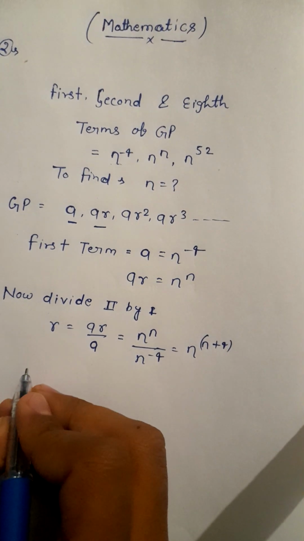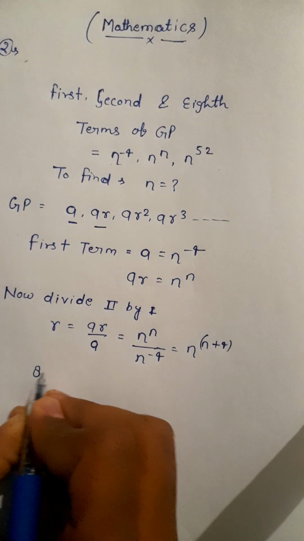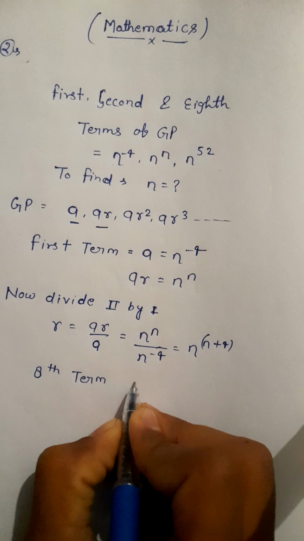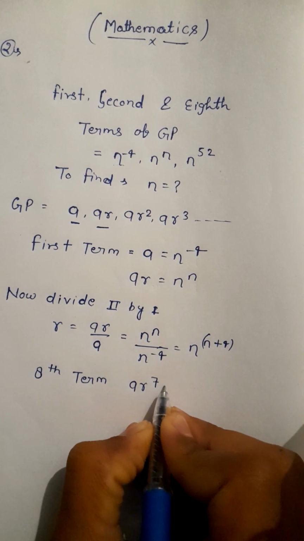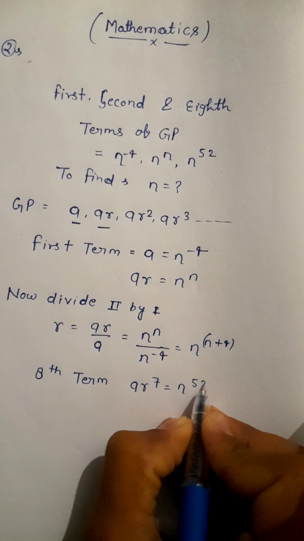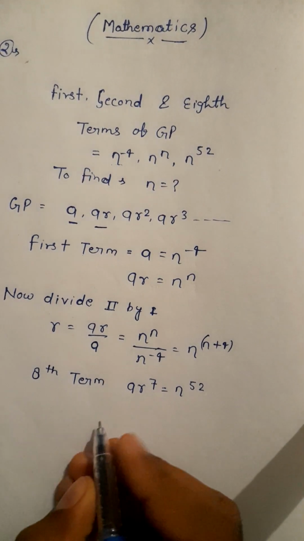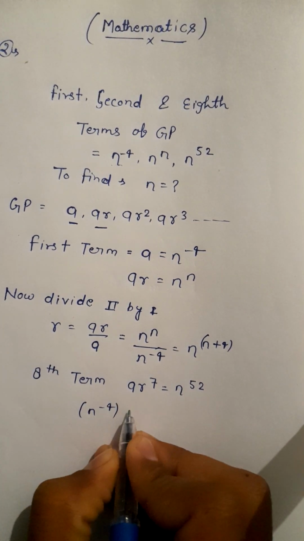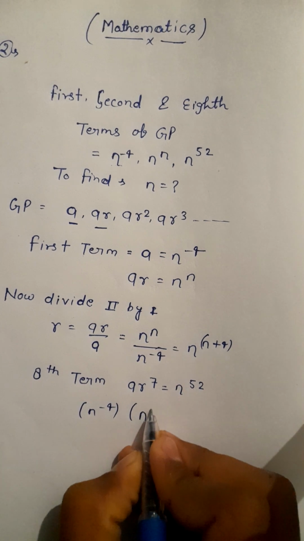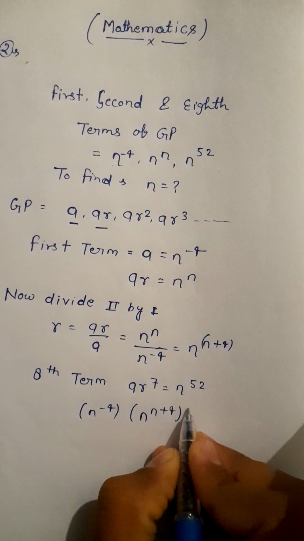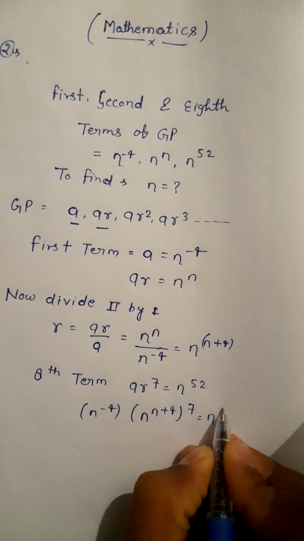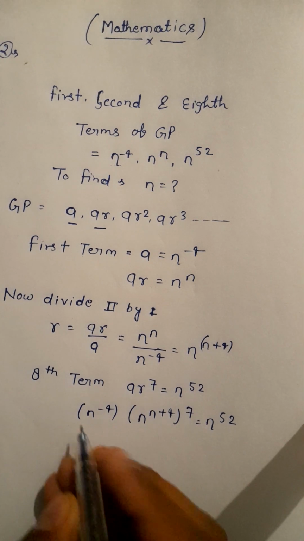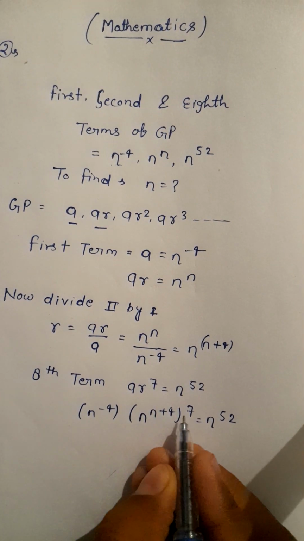Then it is given that the eighth term is equal to a r to power 7, and this value is equal to n to power 52. Now calculate it. The value of a is n to power -4 and the value of r is n to power n plus 4, whole power 7, and that is equal to n to power 52. So now calculate n to power -4 and n to power n plus 4 to power 7.